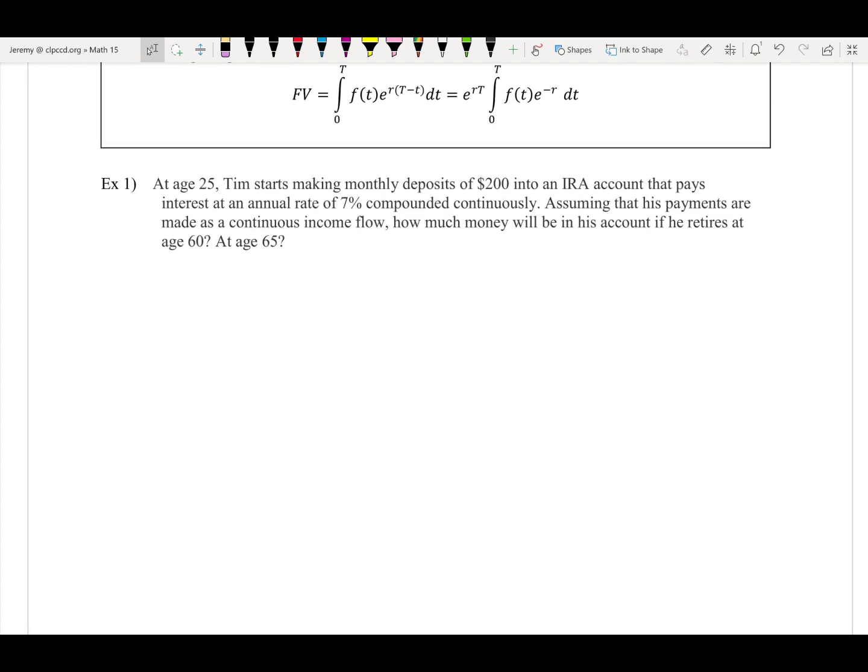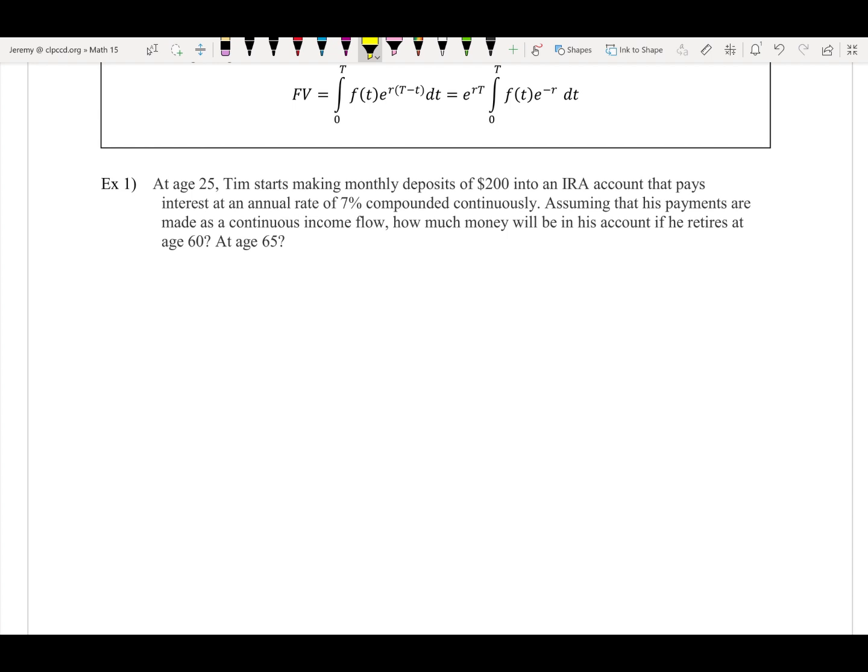Let's look at this. At age 25, Tim starts making monthly deposits of $200 into an IRA account, which is a type of tax-advantaged retirement account. Oftentimes, people will use this. I would recommend it. And it pays an interest at an annual rate of 7% compounded continuously.